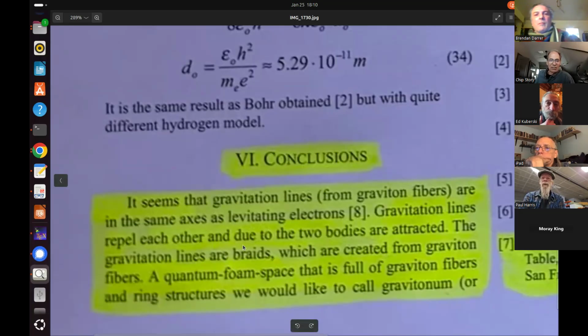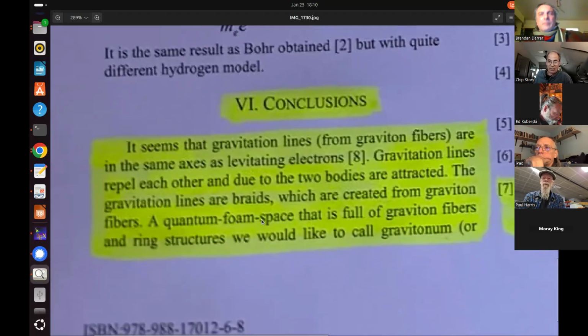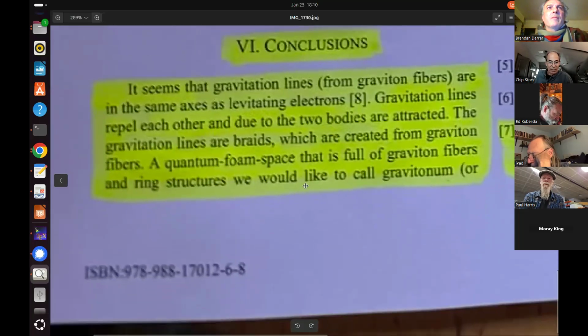Okay, so conclusions. Did you have something, Ed? I was just going to say that this model does show that essentially, right? Yeah. All right, conclusions. It seems that gravitational lines from graviton fibers, we saw that in the figure, are in the same axes as levitating electrons. Gravitational lines repel each other, and due to the two bodies, are attracted.